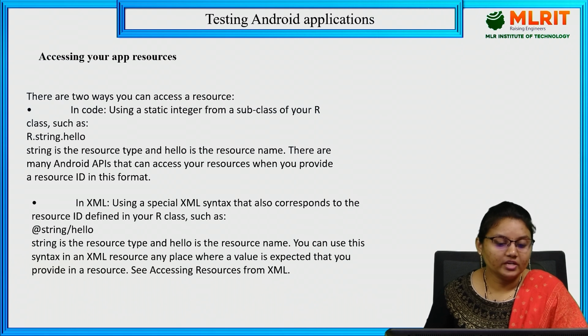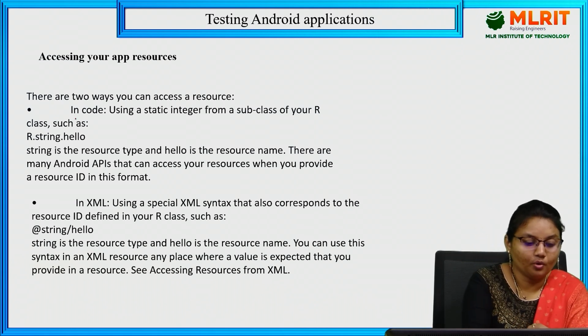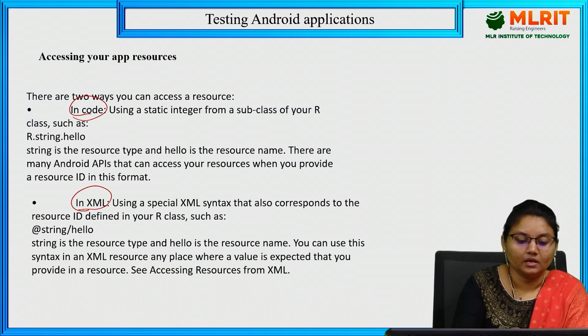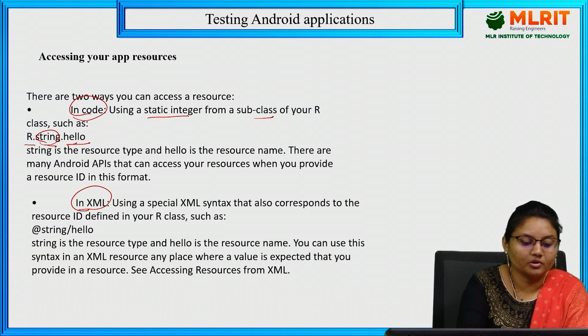There are two ways you can access a resource. One is in code or in the XML. How to access in code? There is a static integer from a subclass of your R. So R.string.hello. What is the string? You are talking about the word hello.